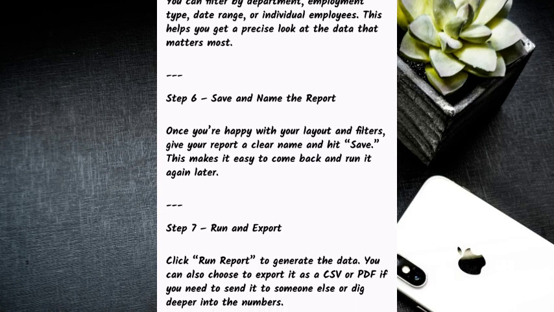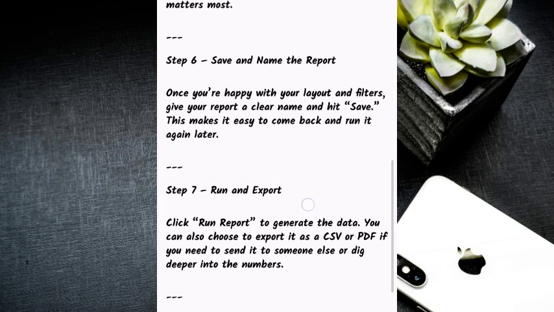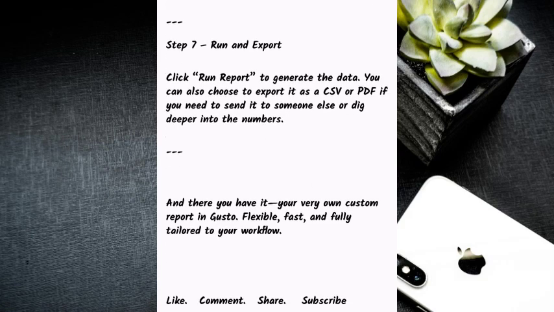Step 7, run and export. Now click run report to generate the data. You can also choose to export it as a CSV or PDF if you need to send it to someone or dig deeper into the numbers later on. And there you have it, your very own custom report in Gusto, flexible, fast, and fully tailored to your workflow.